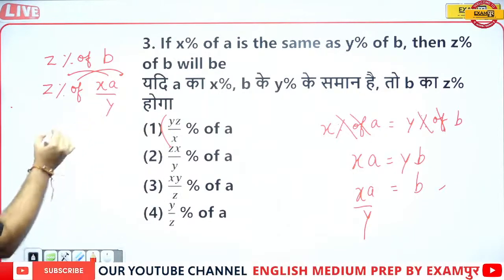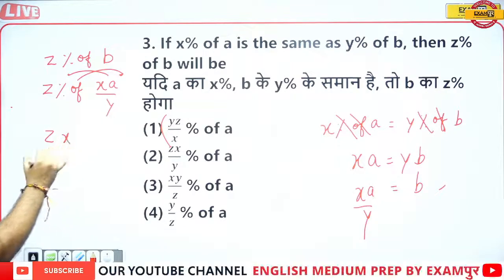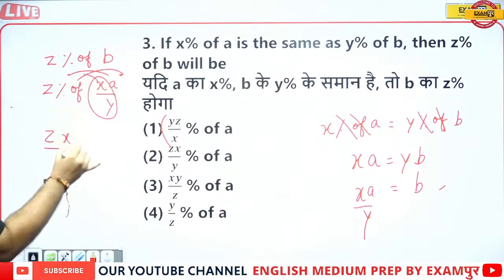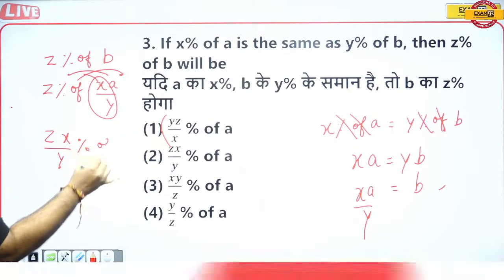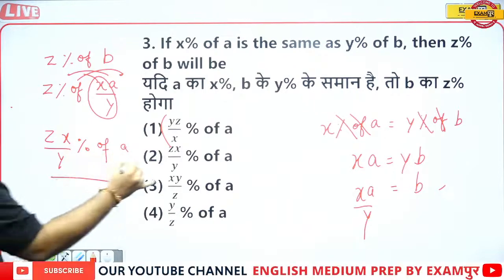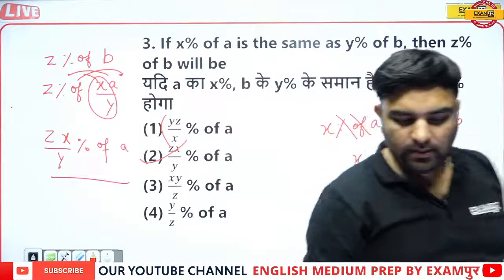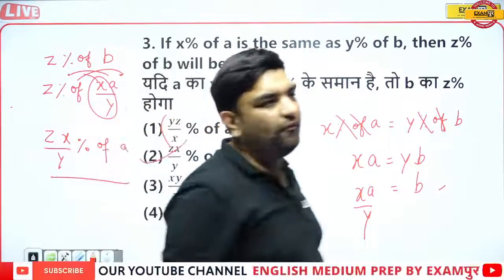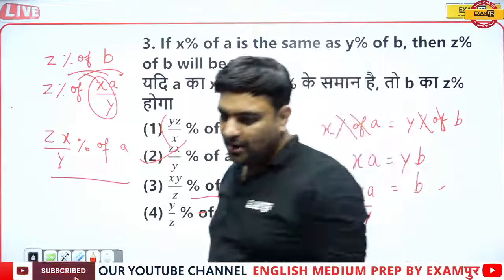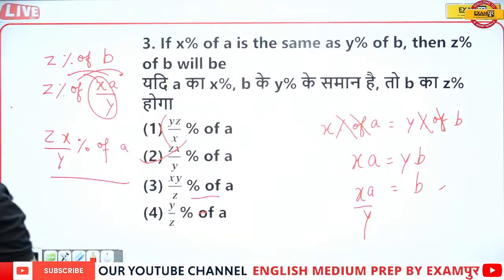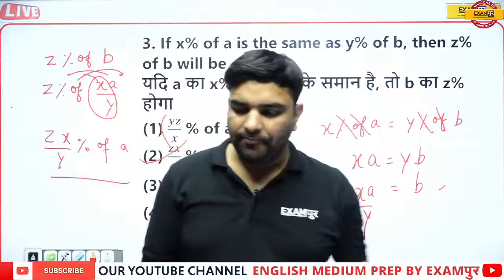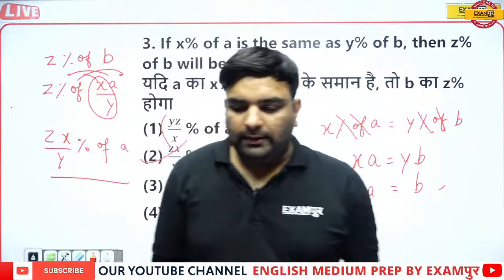So I'm taking X before of. So I can say ZX upon Y percent of A is my answer. Watch out: 2 into 3 is same as 3 into 2. So of means multiplication. We can change these things around. Clear?